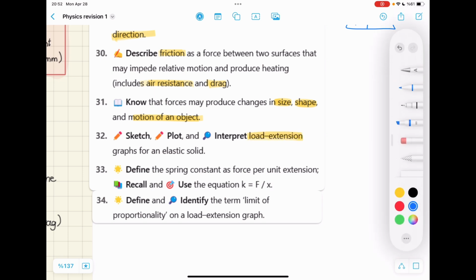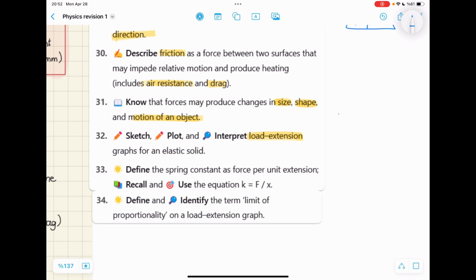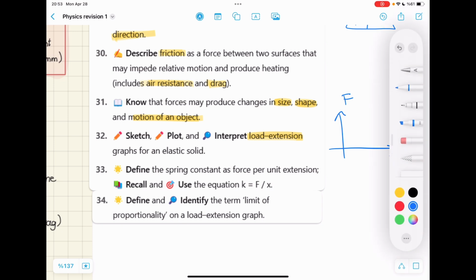Sketch, plot, and interpret a load extension graph for an elastic solid. Very quickly, it looks like this. Usually, we have a force or load here, and extension, which is delta x. And delta means it's an extension and not the whole length, for an elastic solid. And lastly, define the spring constant as force per unit extension. This equation is called Hooke's law. And define and identify the limit of proportionality on a load extension graph.